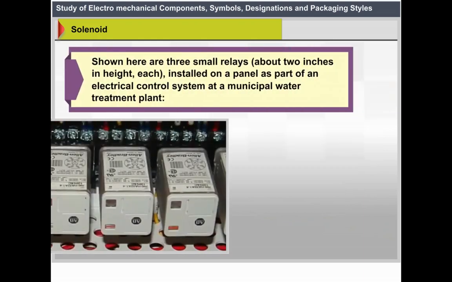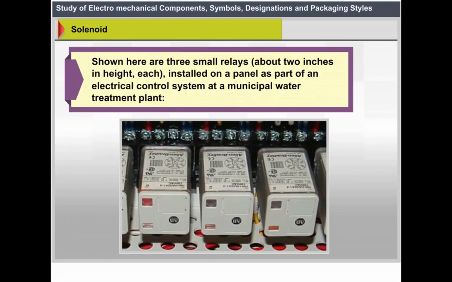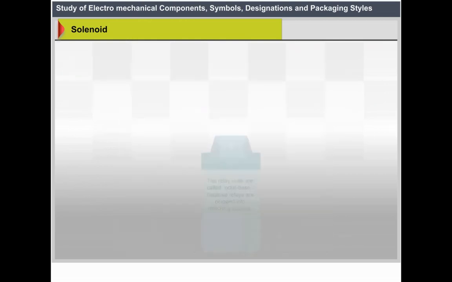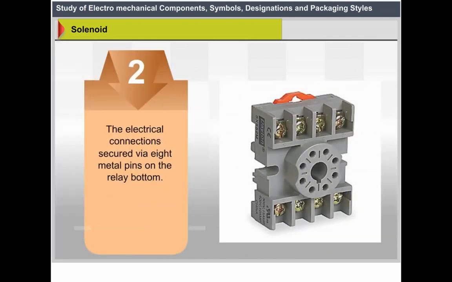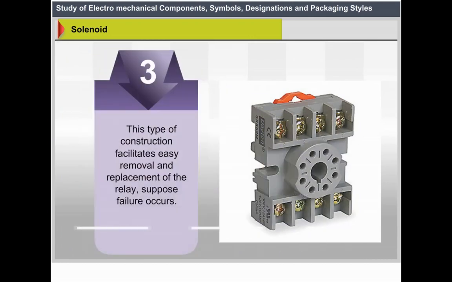Shown here are three small relays, about 2 inches in height each, installed on a panel as part of an electrical control system at a municipal water treatment plant. The relay units are called octal base because the relays are plugged into matching sockets. The electrical connections are secured via 8 metal pins on the relay bottom. This type of construction facilitates easy removal and replacement of the relay in the event of failure.